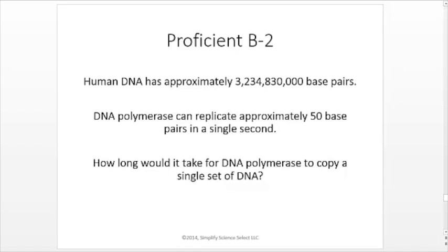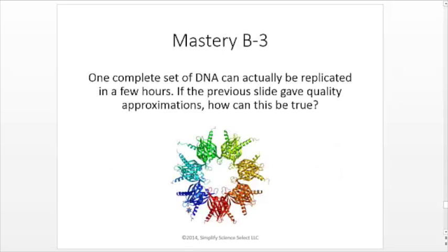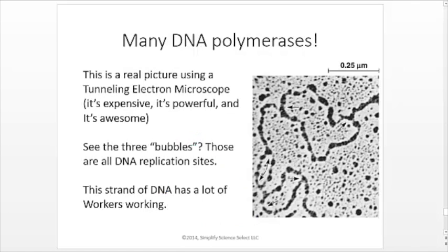copy of DNA. Now, in reality, a cell's complete set of DNA can be replicated in a few hours. If the previous slide gave quality approximations, and they are, we looked them up in real research, how can this be true? Well, we made an assumption. We made an assumption that only one DNA polymerase would do the job. And that's not how it goes. Lots of DNA polymerases work all at the same time, just at different spots.